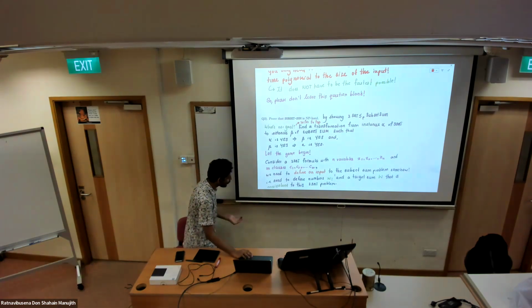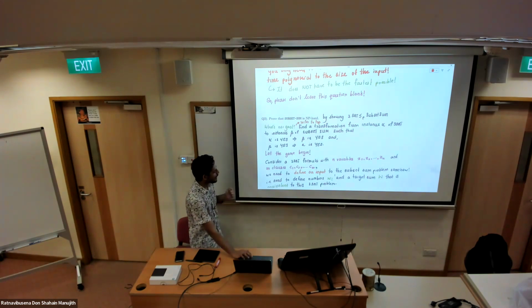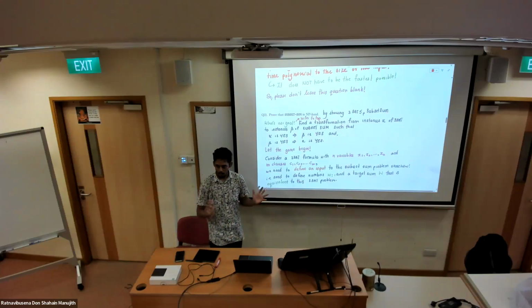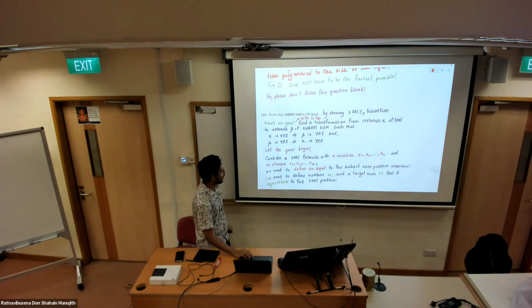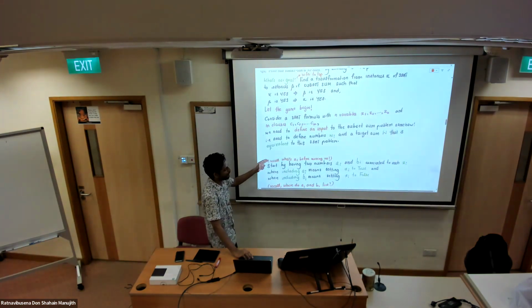We need to define an input to the subset sum problem somehow, because we're trying to reduce from 3-SAT to subset sum. That is, you need to define numbers wi, the set, and the target sum W that is equivalent to this 3-SAT problem. Somehow there must be an equivalence, because you're trying to solve 3-SAT using subset sum. You cannot create some arbitrary input and hope that it works. It will not work. So you need to create an equivalent instance. Right, so recall what is xi.